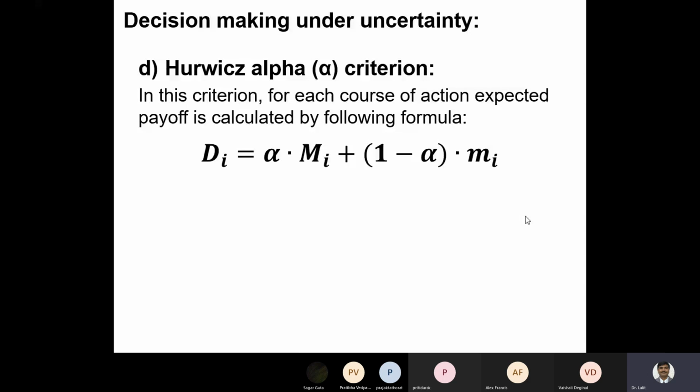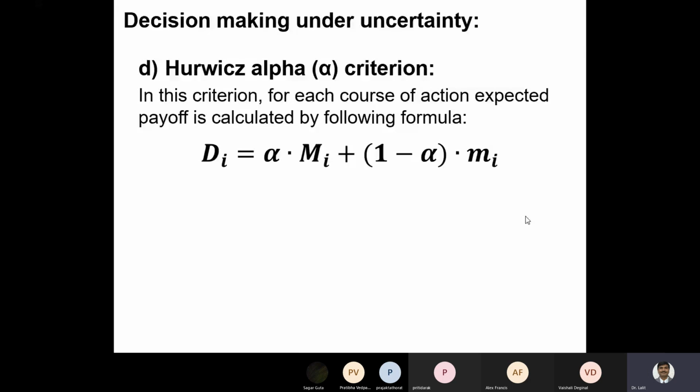Okay, the degree of pessimism or degree of optimism varies between 0% to 100%. Suppose a person is say 40% optimistic, so it means that he is 60% pessimistic. Or if the person is 70% optimistic, then he is 30% pessimistic.